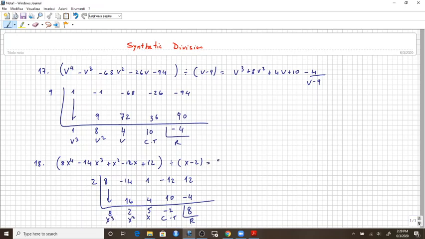So your answer from here is 8x cubed plus 2x squared plus 5x minus 2 with a remainder of 8. So plus 8 divided by the divisor, which is x minus 2.